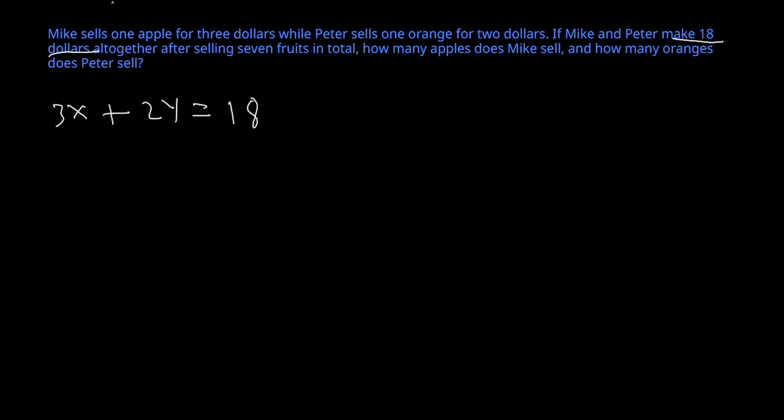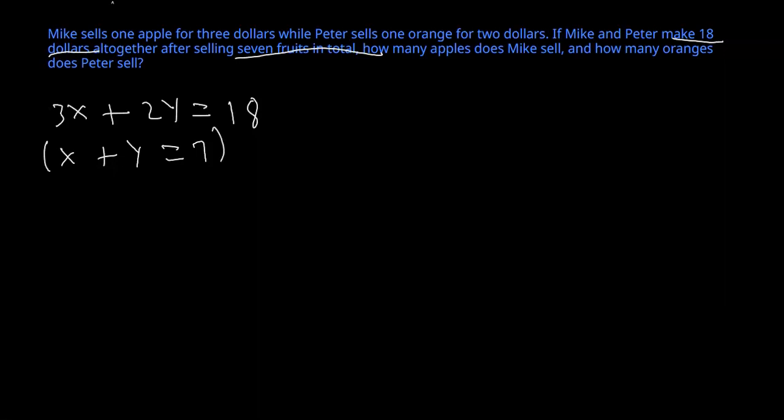Next, we know that they sell 7 fruits in total. So that means x plus y, right? The amount of fruits they each sell is equal to 7. So now we've completed the hard part. Now all we have to do is solve for the system of equations variables.